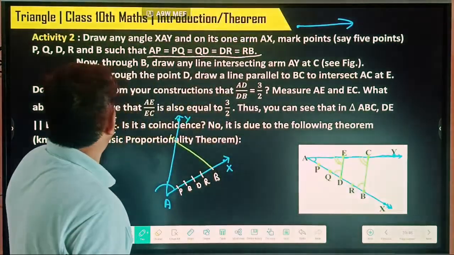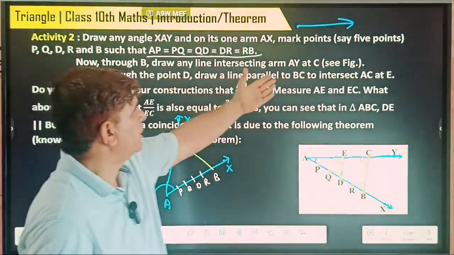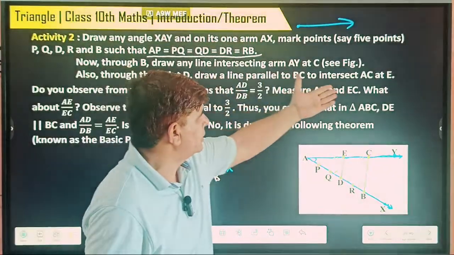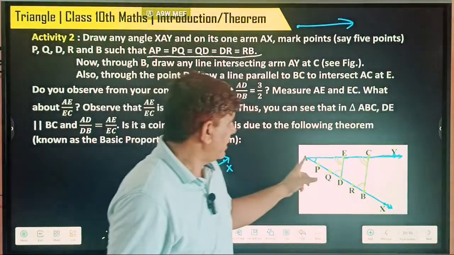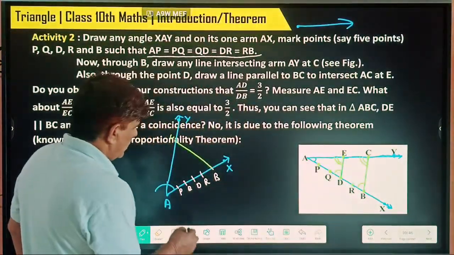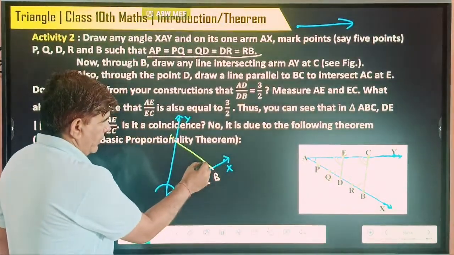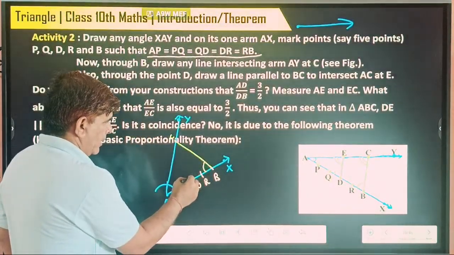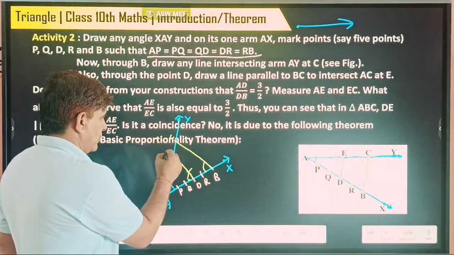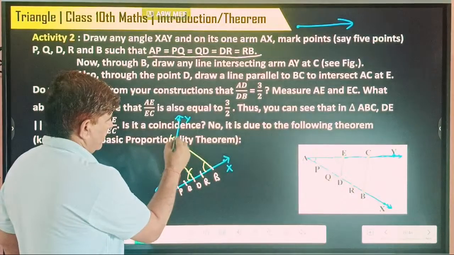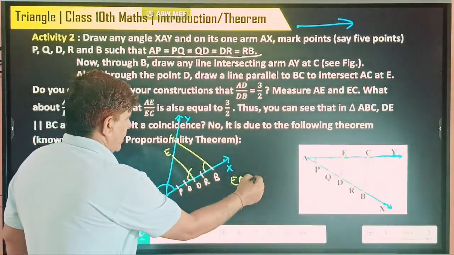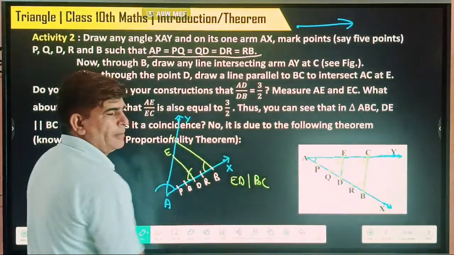So here in your book it is written: now through B draw any line intersecting AY at C, and also through the point D draw a line parallel to BC which intersects AC, or we can say AY, at E. So this we can draw. This angle we can measure. Same angle making here, and draw like this, cutting this point at what point? E.